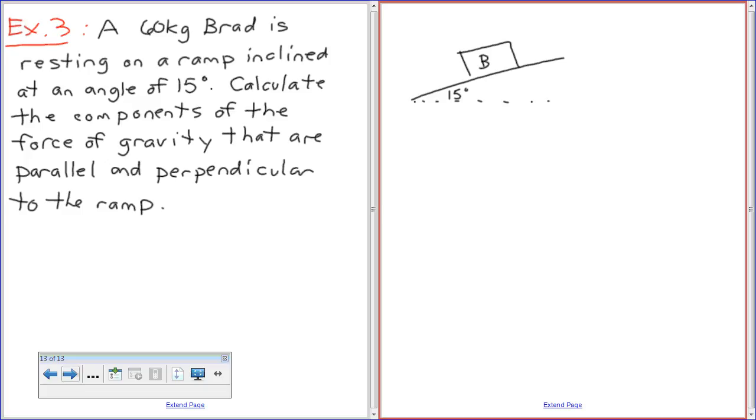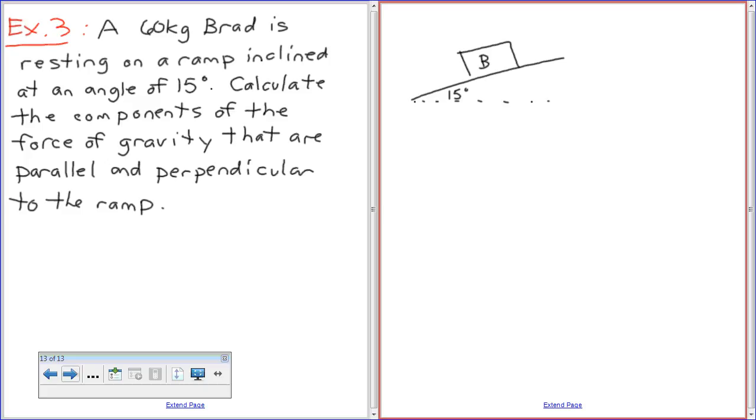All right, now this is the thing we need. It says to calculate the force of gravity that's parallel and perpendicular to the ramp. Because as you may or may not know, even with Brad sitting on that 15-degree ramp, he still feels it on the soles of his feet. If you've ever tried to climb things that are steeper, it's harder to climb, right? So the more of the gravity will be pushing backwards, pushing you down instead of going across it.